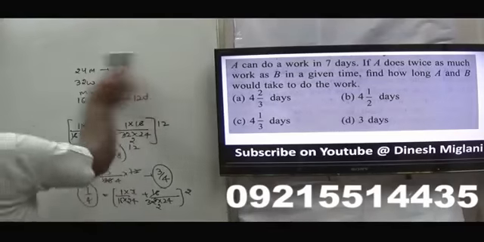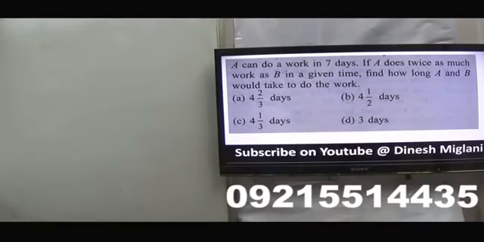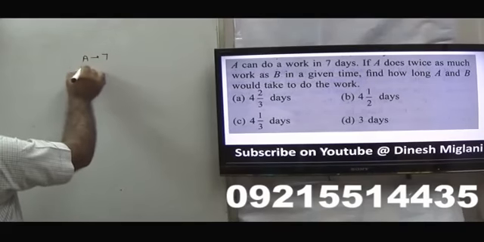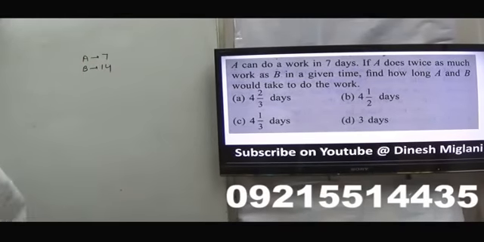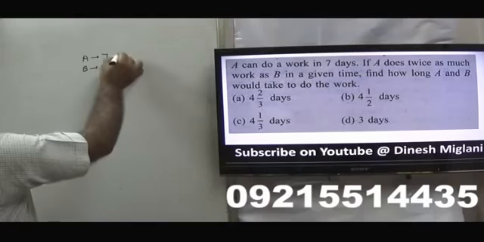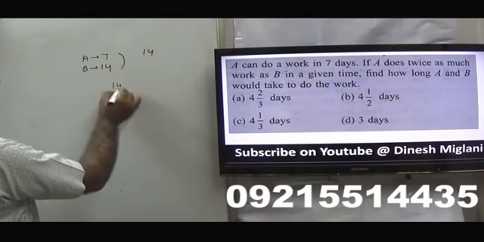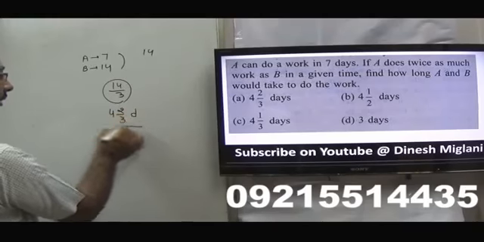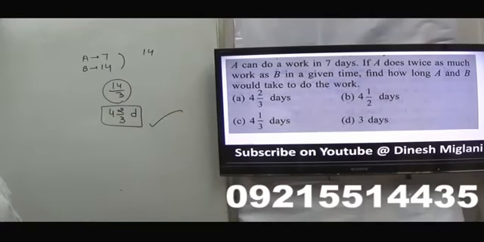Let us take the next problem here. It is given that A can do a work in 7 days. A does twice as much work as B in the given time. It means if A can do the work in 7 days, B can do the same work in 14 days, because A is twice as efficient as B, so B takes twice the time taken by A. How long will A and B together take? LCM is 14, 2 plus 1 is 3, so 14 by 3. So the answer is 4 2 by 3 days in which they can complete their work. The answer is A, 4 2 by 3 days.